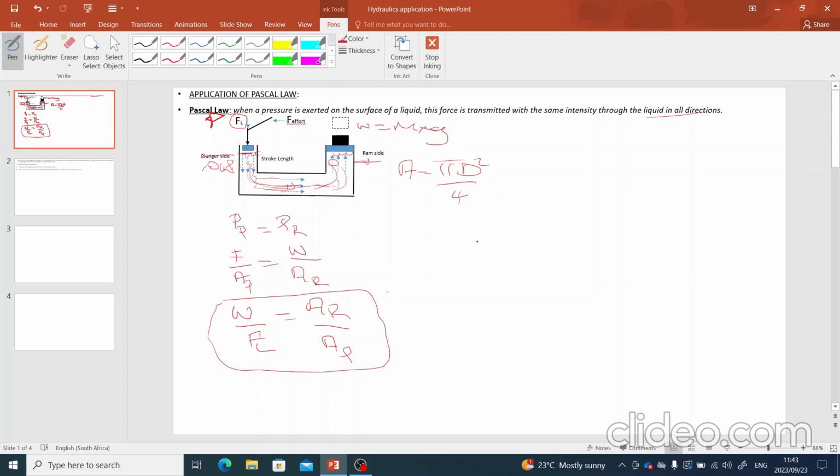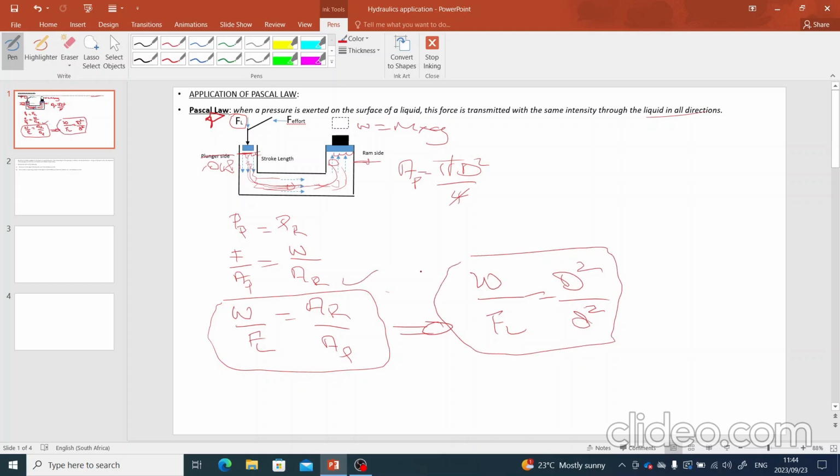But if you are given the diameters, this formula would be W over F load equals big D squared over small d squared. If this is the plunger, on the ram you have the same thing. The pi and the pi will cancel out, the 4 and the 4 will cancel out. Then you realize that you are left with D squared and d squared. This formula is applicable if you are given diameters. If you are given areas, you will use the other formula.